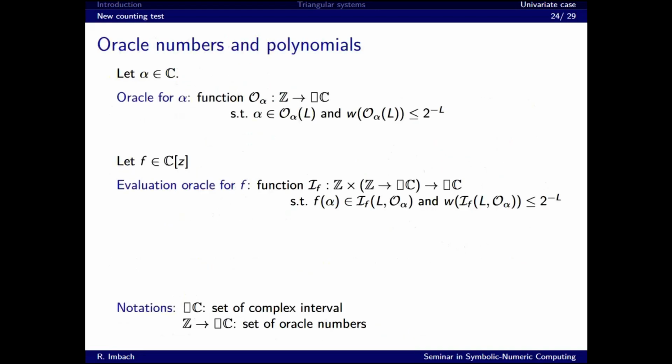Okay, in order to define formally our test, I just need a new definition, what I call the evaluation oracle for a polynomial f. So this is a function that maps an integer n and a number alpha to a complex interval, so that the evaluation of f in alpha is contained in the interval, and the width of the interval is less than 2 to the minus n.